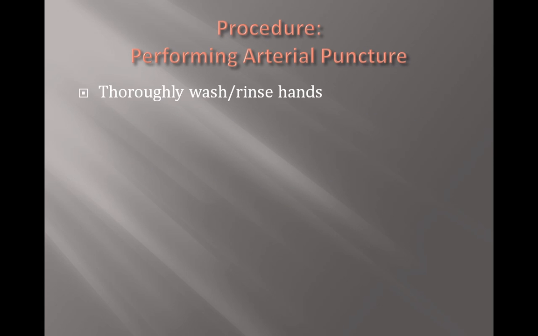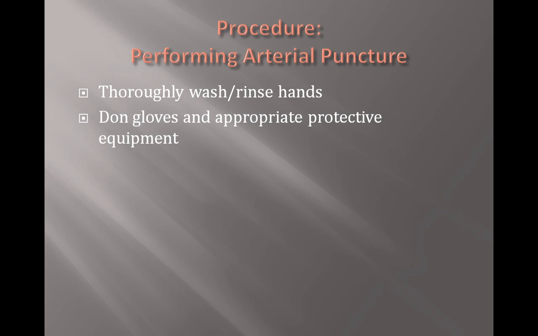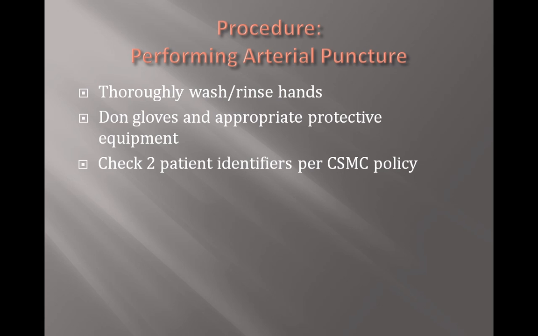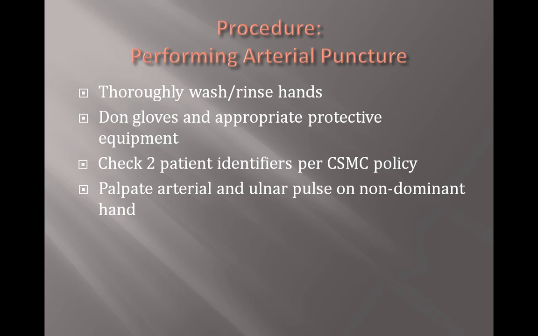So start by washing your hands. Put on your gloves and any other protective gear that you think may be necessary. Utilize your lab requisition and perform a 2-patient ID check per policy. With your patient in a supine position, palpate the radial and ulnar pulses on the non-dominant hand. Perform a modified Allen's test.